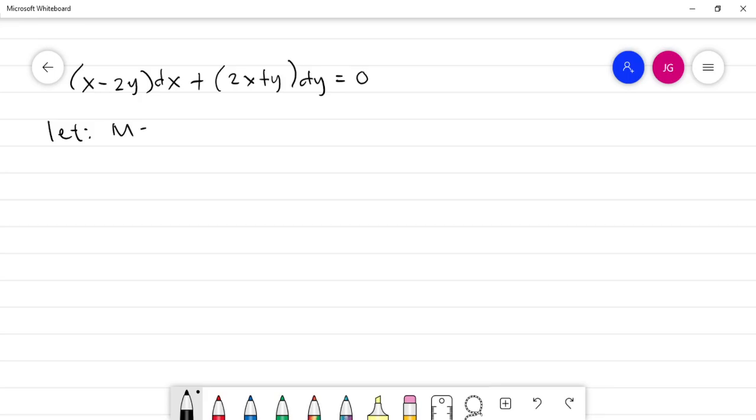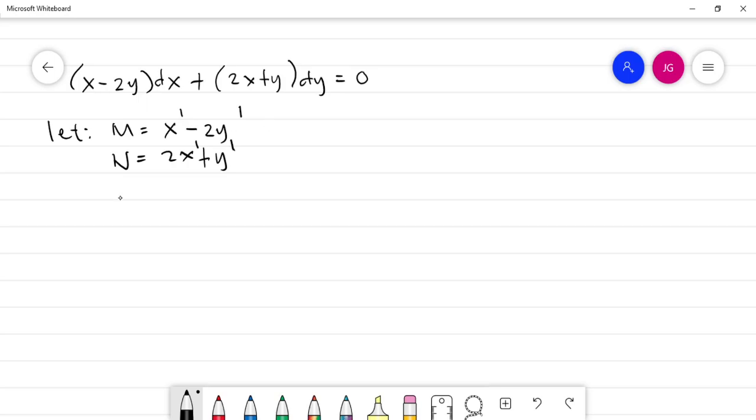Let m is equal to x minus 2y, then n is equal to 2x plus y. Whereas we have first degree, and we have first degree. So, they cannot be added because they are not multiplied, right? So they are the same, both are first degree.